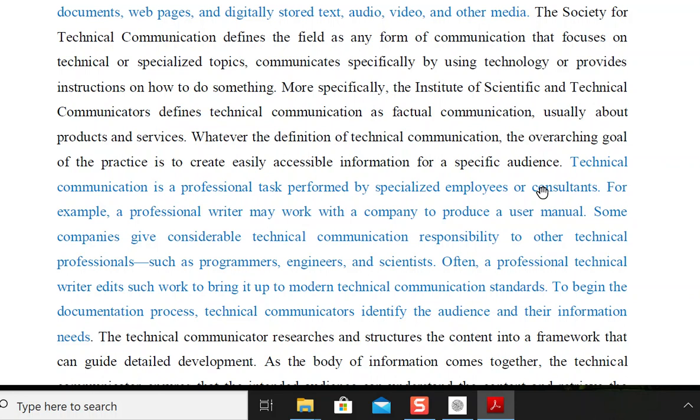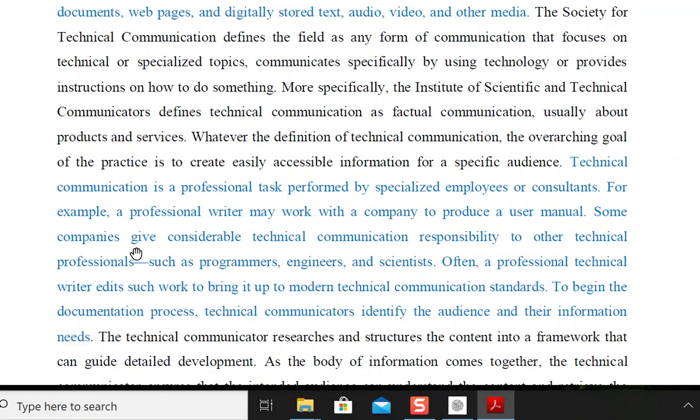For example, all the people are working on a project and there is a team lead, there is always a supervisor. Fine. The supervisor is responsible to design a report of the daily progress or the weekly progress or the monthly progress for the higher authorities. Fine. So this means that he is the specialized person, he is the authorized person, he has the guts and authority to compose it. Next, for example, a professional writer may work with the company to produce a user manual.